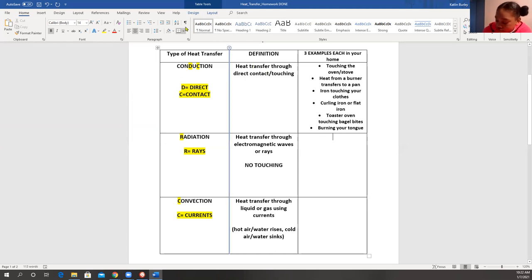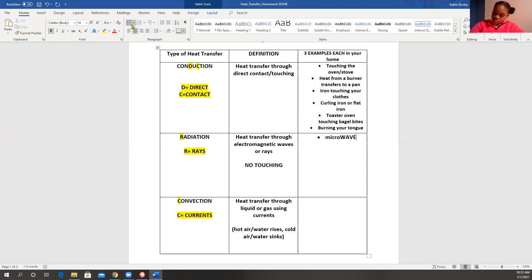Carlos. Okay, go ahead. A microwave. And look, y'all, it has the word wave in it. That is literally the easiest example because it has part of the definition in it, right? A microwave isn't touching any of your food. It's the waves that are emitted. That's why they tell you not to stand so close to the microwave.